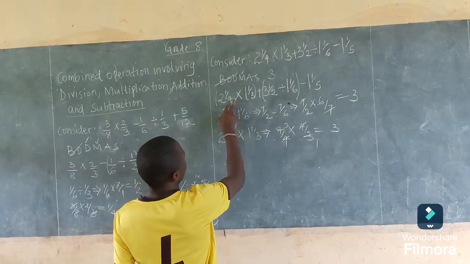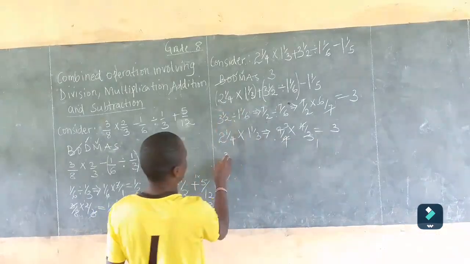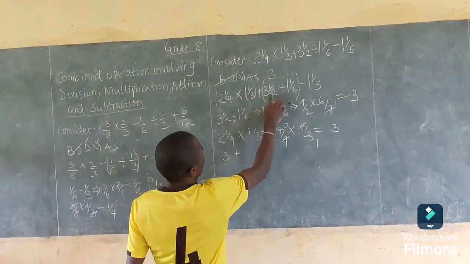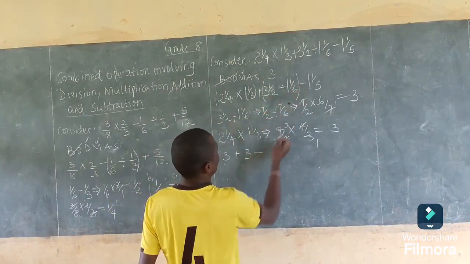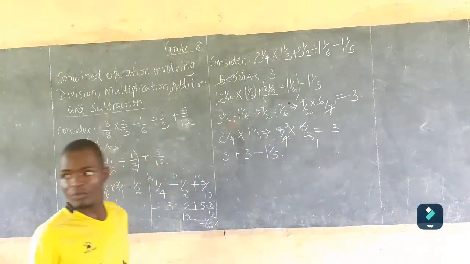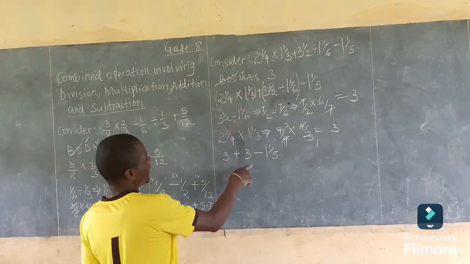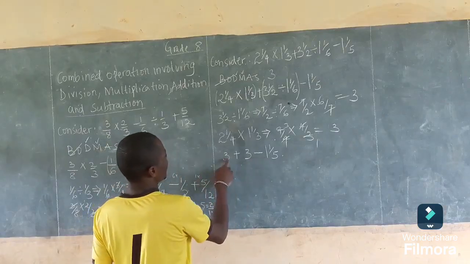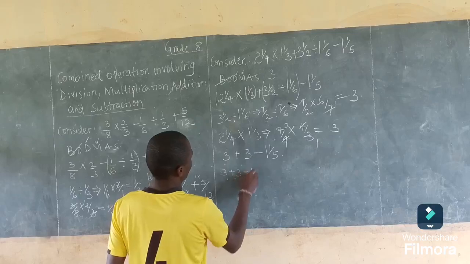So what am I adding? The answer here is 3, plus the answer here, 3 again. Good. Then minus 1 and 1 over 5. So, good. We can decide to have the whole numbers together. So I have 3 plus 3 minus 1.